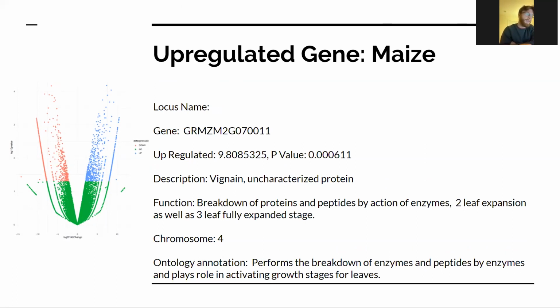And then the upregulated maize crop gene is an uncharacterized protein, but it relates to drought because it works with the breakdown of proteins and peptides through enzymes, and also works with the 2 and 3 leaf expansion stages, which are related to growth.